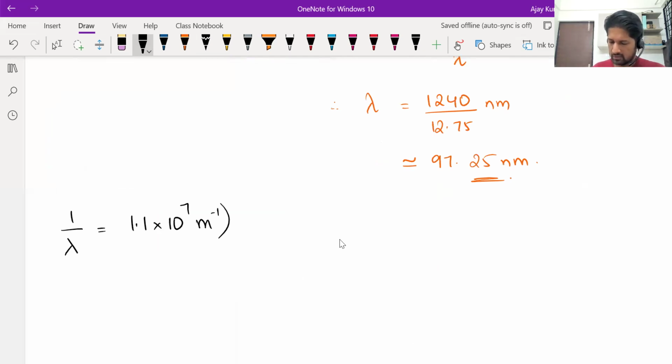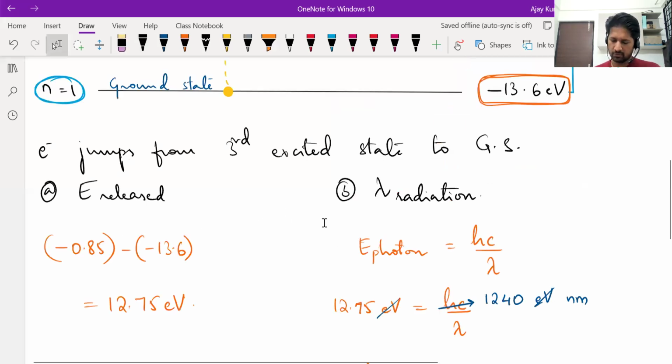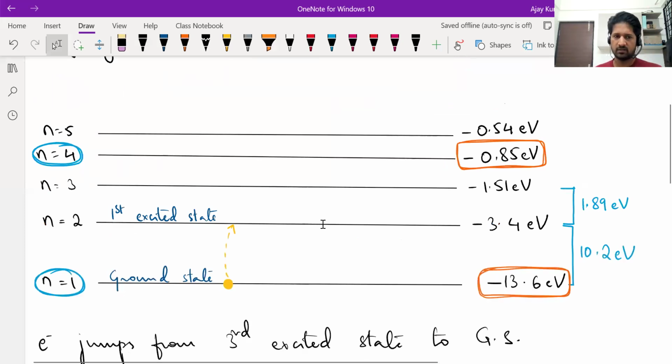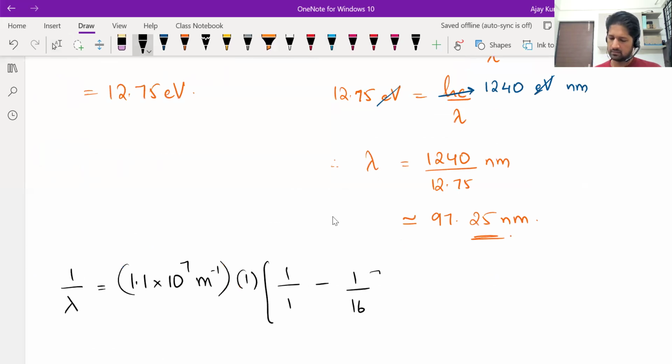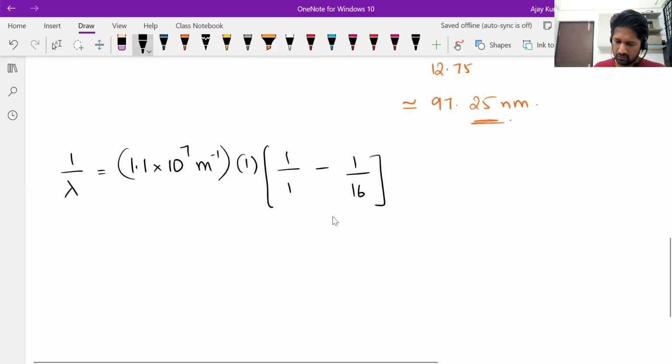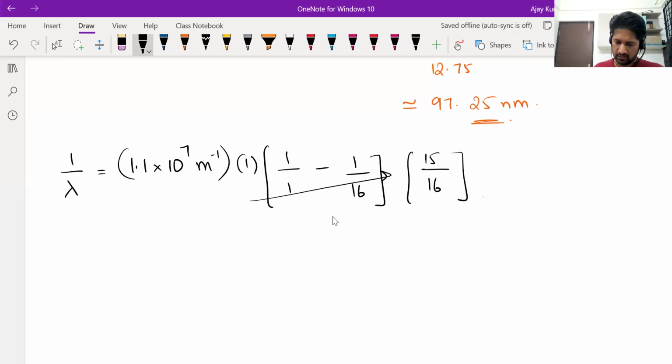Unit is also important. Z square, we are talking about hydrogen, so Z square is 1, into 1 by n2 square minus 1 by n1 square. Now from which orbit to which orbit did it jump? Fourth orbit to the first orbit. So n1 is 4 and n2 is 1. So basically it becomes 1 by 1 minus 1 by 4 square, 16. Therefore, this is 1 by lambda. 1 minus 1 by 16 is 15 by 16. So this bracket can be written as 15 by 16.